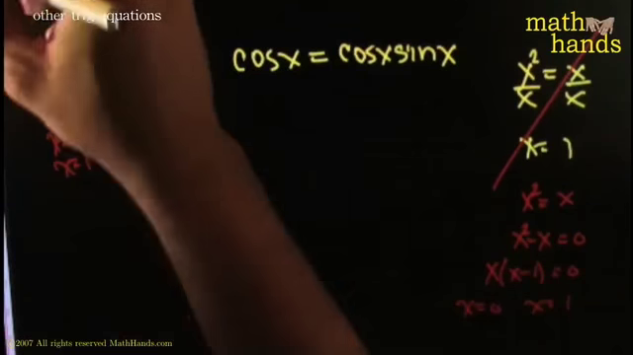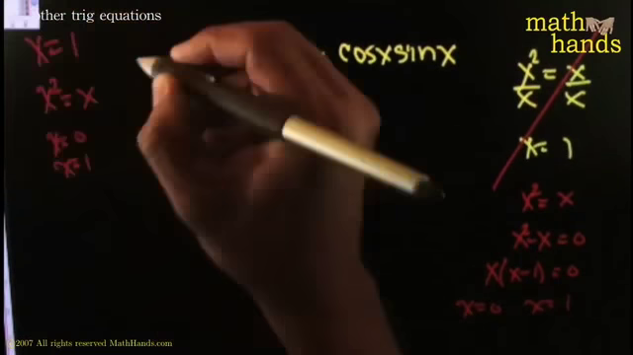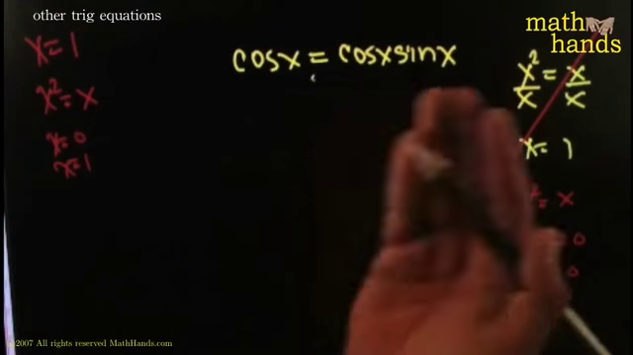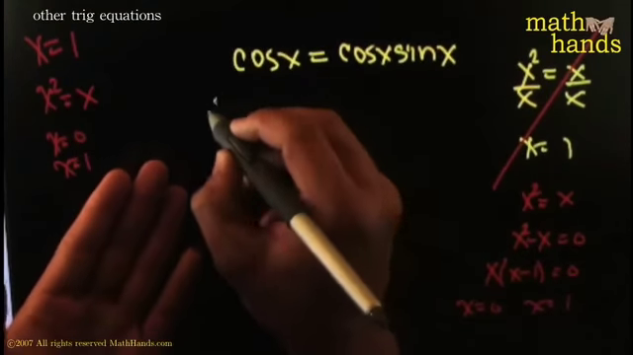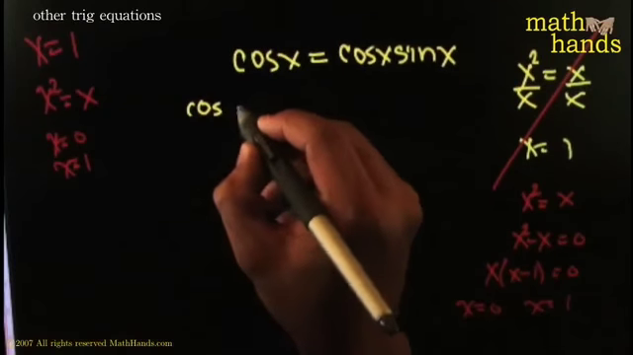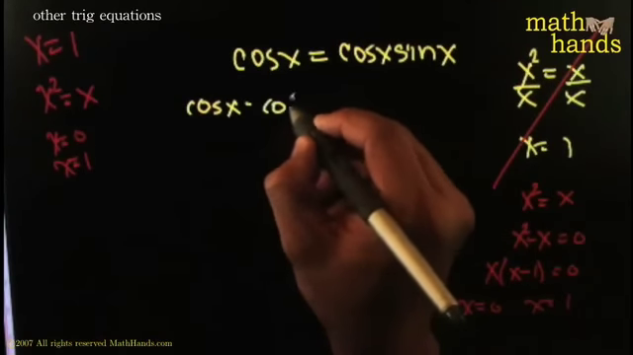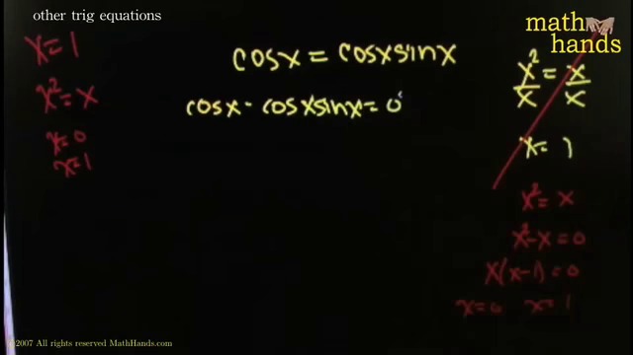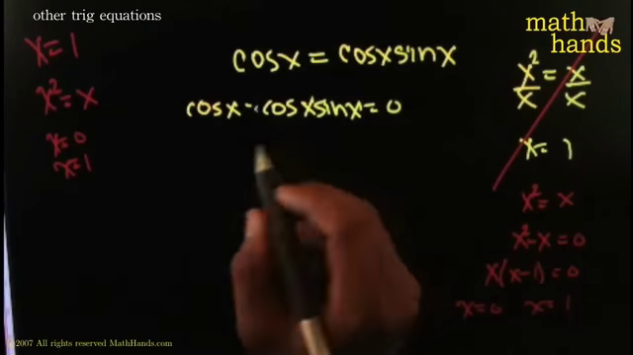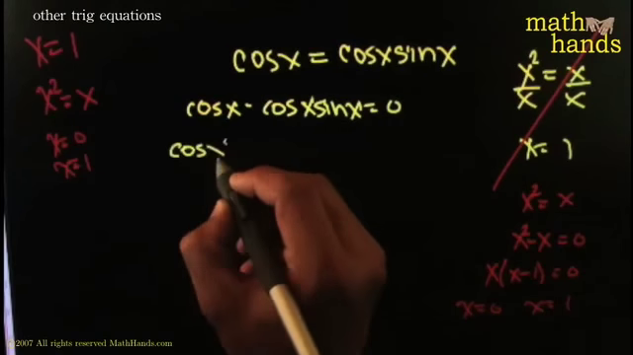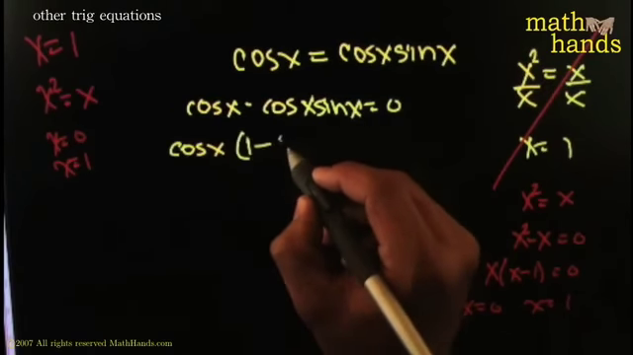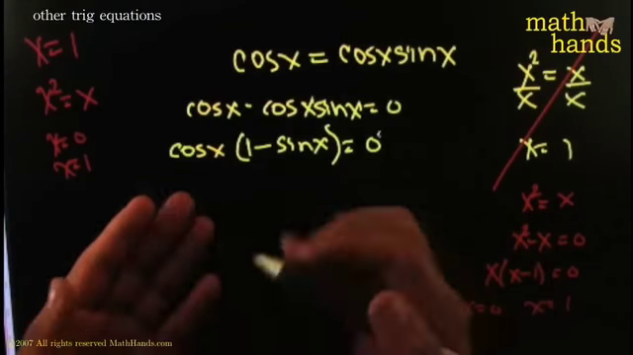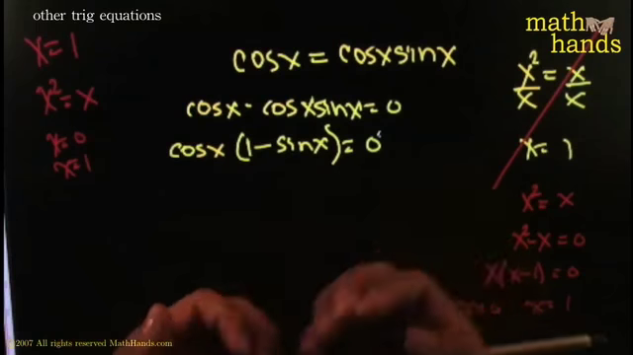So what I would do on that one is, instead of dividing both sides by cosine, which you don't want to do, move everything to one side. So you'll have cosine x minus cosine x sine x equals 0. And then out of these you could factor out a cosine x, and that would leave us with 1 minus sine x, and that's equal to 0.